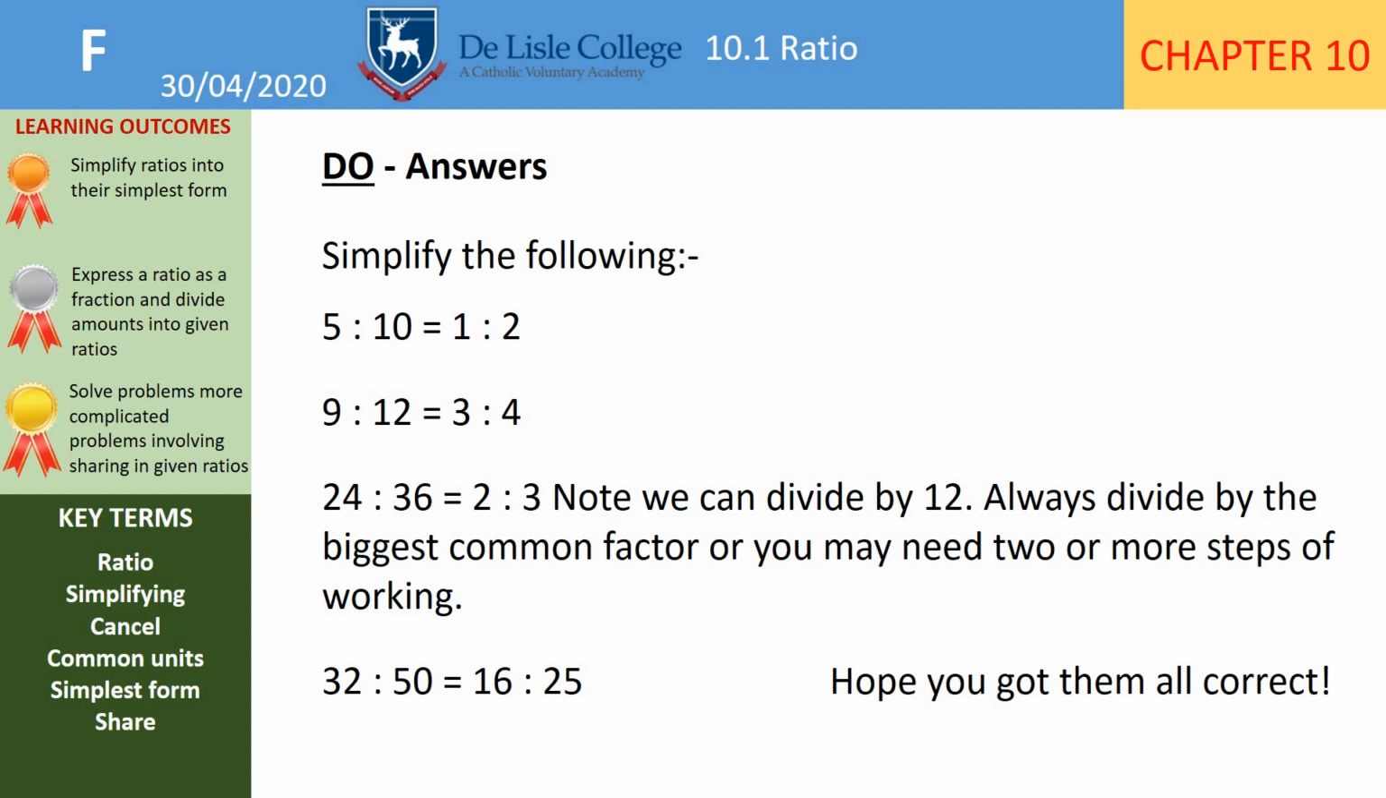Here's our answers. On the third one, notice I've just divided by 12 in one go, because 12 is the highest common factor. You can get to the right answer by doing it in steps, but it's nicer just to do it in one go.